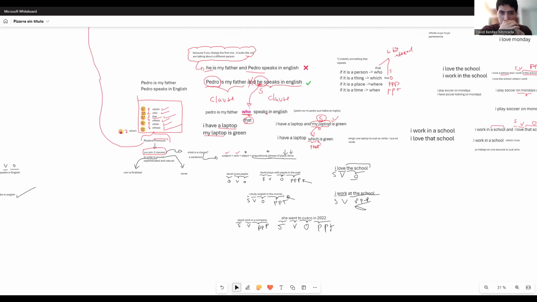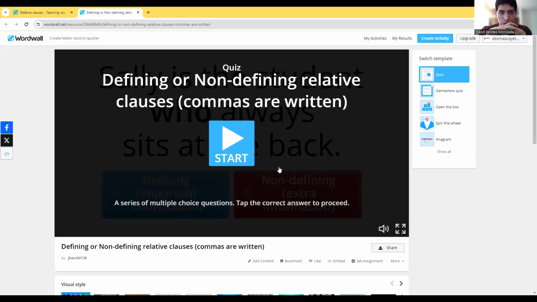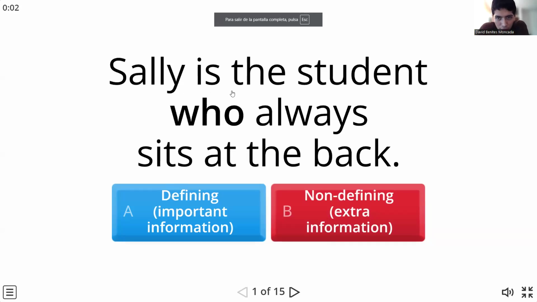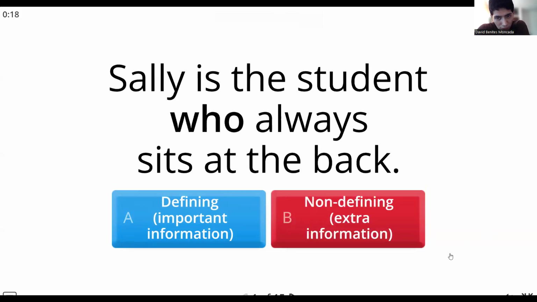Ok, a ver, vamos a practicar con un ejercicio más. I will share the screen. It says, Sally is the student who always sits at the back. Is it defining or non-defining? Important information or extra information? Ese who always sits at the back, ¿es important information or extra information? Non-defining, extra information. Muy bien. ¿Por qué? Porque no necesito identificarla. Ya sé de quién se habla, de Sally.